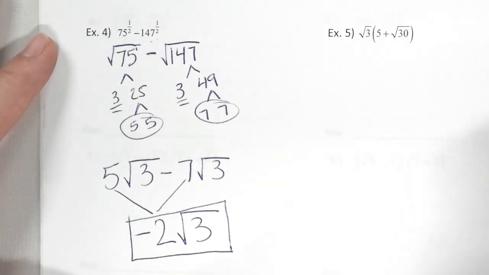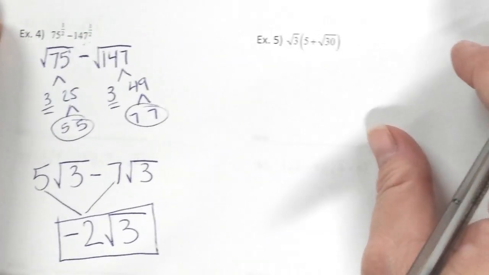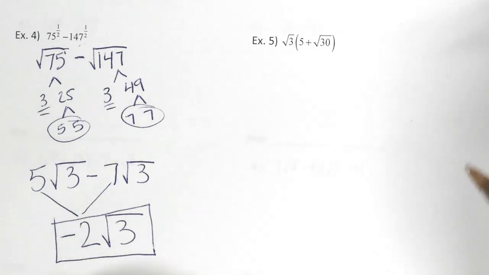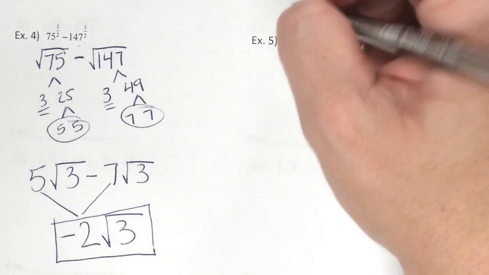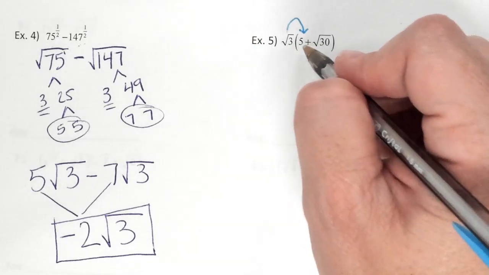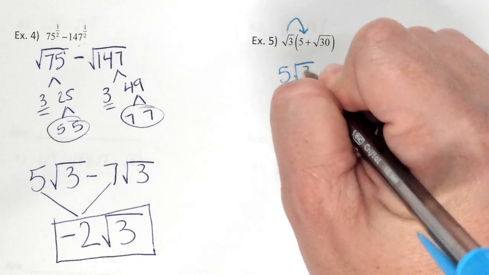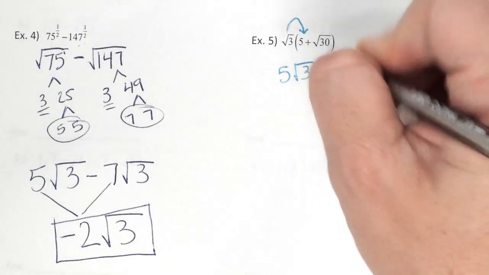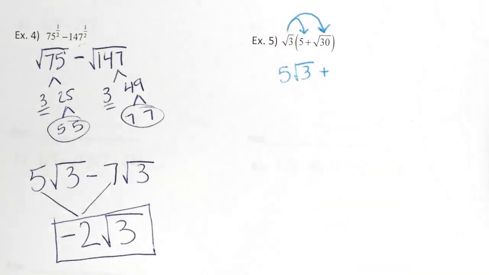Any questions with that? Okay, so let's look at example 5. So now we're throwing in some multiplication and addition, so we have to distribute. So we have the square root of 3 times the square root of 5. Well, this is inside, this is outside, so they just go next door to each other. Plus square root of 3 times the square root of 30, which are both inside.